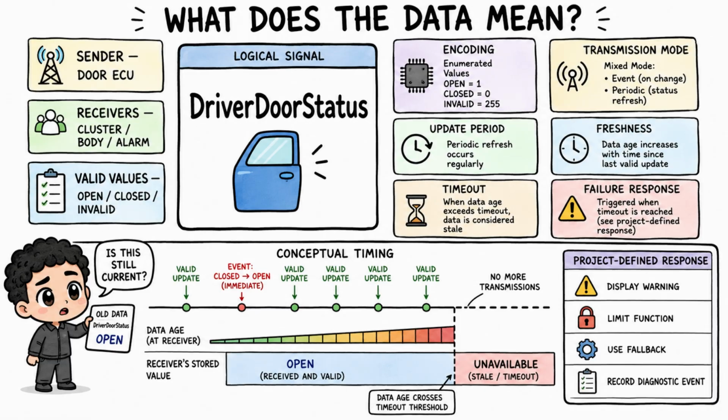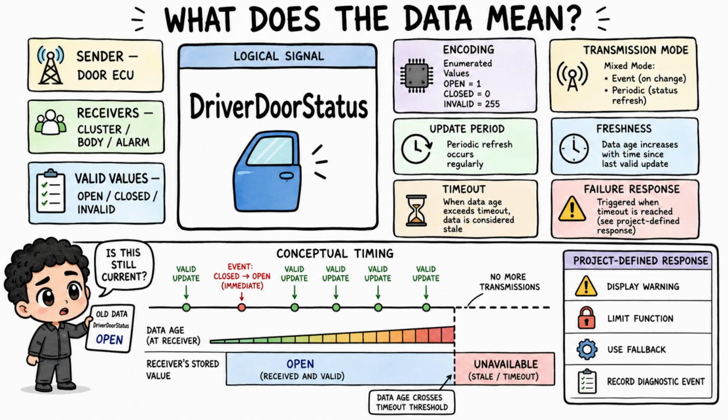Some information is transmitted periodically. A value might be refreshed at a configured interval even when it has not changed. Other information may be transmitted when an event occurs, such as a switch transition. Some systems combine event-triggered transmission with periodic refresh. The exact behavior depends on the protocol and project configuration.